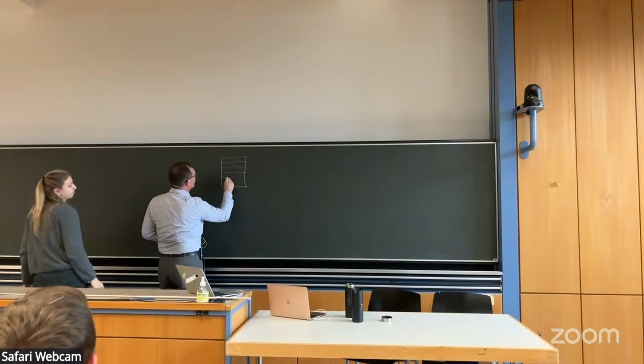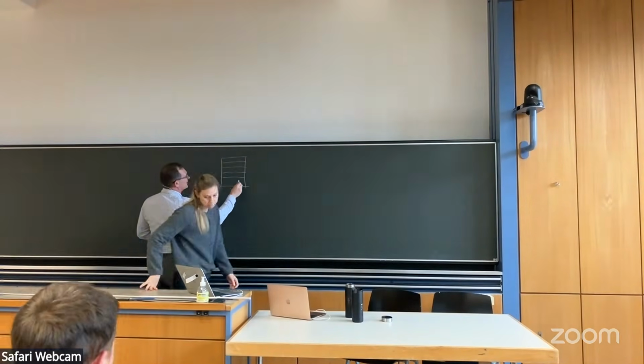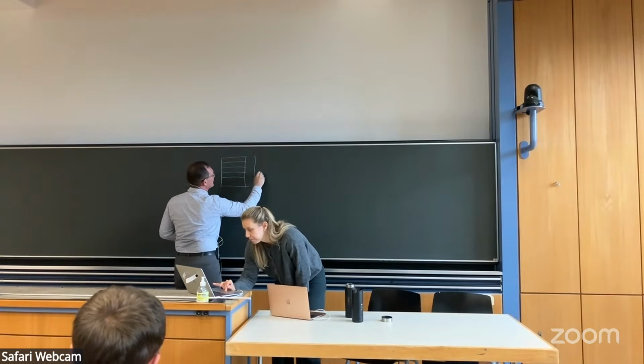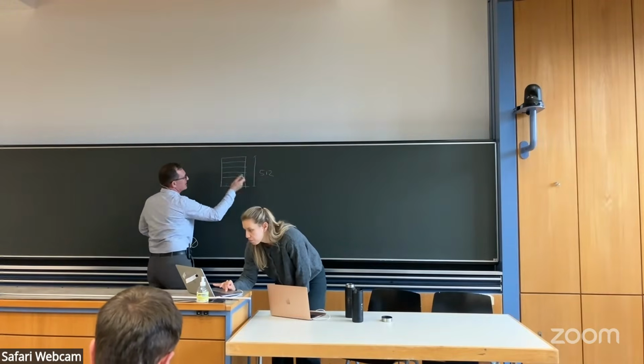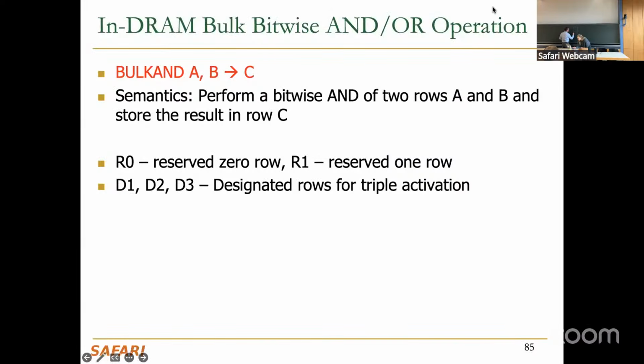Okay. So this is your rows. It could be 512 rows. It could be smaller. Basically, we create another area over here. We call it the compute area. It's still DRAM rows, but here we have 3 rows. Actually, the paper shows more rows, but let's assume that it's 3 rows over here. These are D0, D1, D2. They're designated rows for triple row activation.